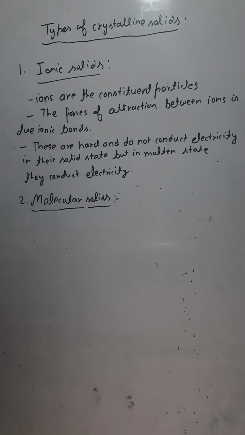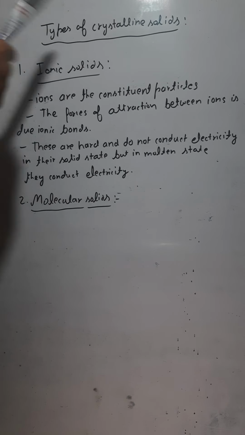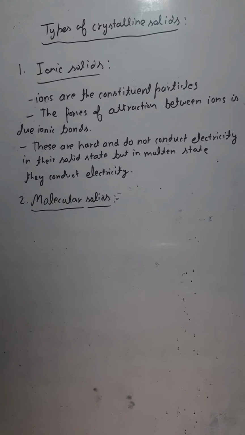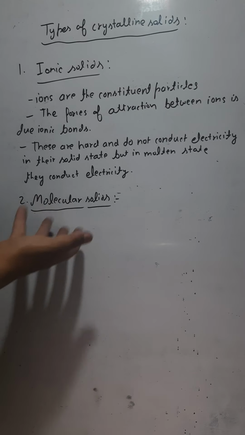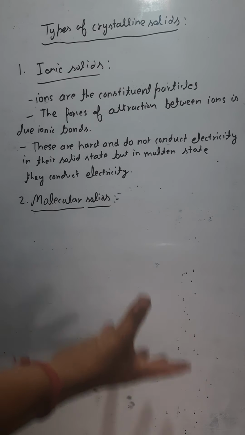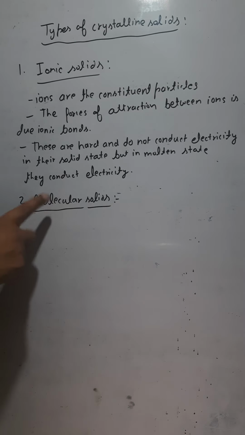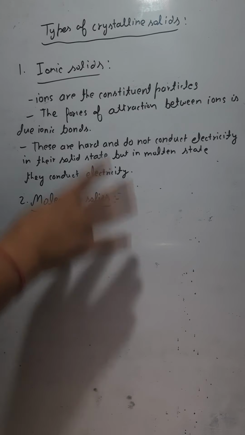Okay, so let me write about the ionic solids. So this is all about the ionic solids. This is the first category of the crystalline solid. Now the second category of the crystalline solids is the molecular solids. So what are the molecular solids? Here the constituent particles would be what? The molecular solids are made up of molecules. Are you getting it? Yes, so the constituent particles are molecules here.